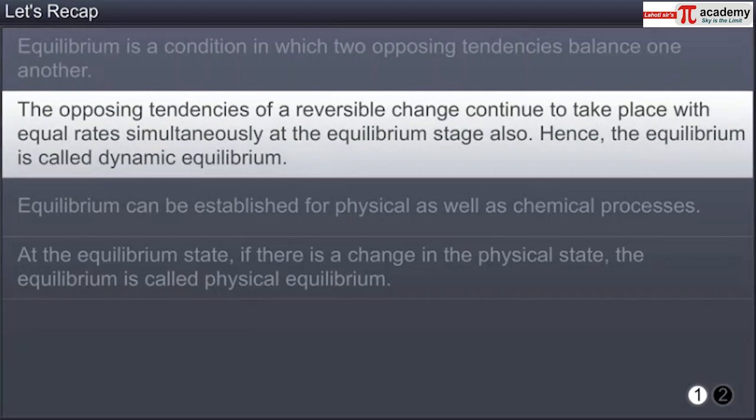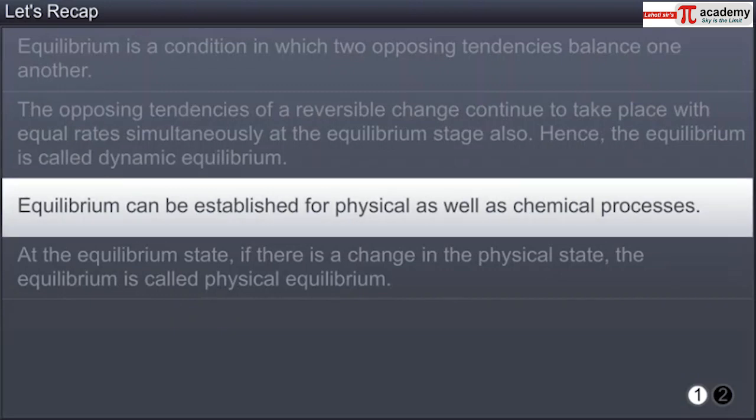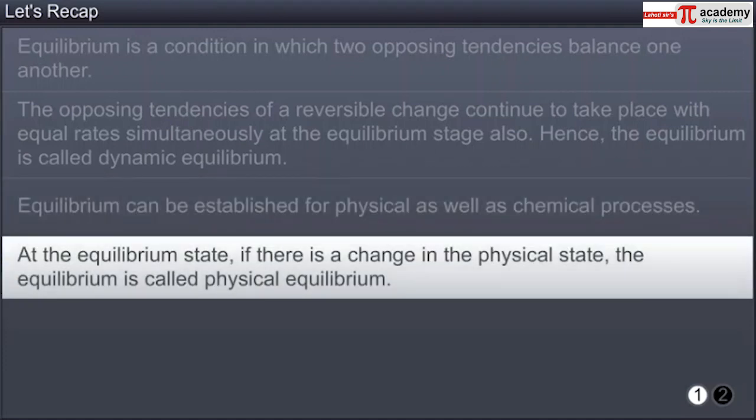The opposing tendencies of a reversible change continue to take place with equal rates simultaneously at the equilibrium stage also. Hence, the equilibrium is called dynamic equilibrium. Equilibrium can be established for physical as well as chemical processes. At the equilibrium state, if there is a change in the physical state, the equilibrium is called physical equilibrium.